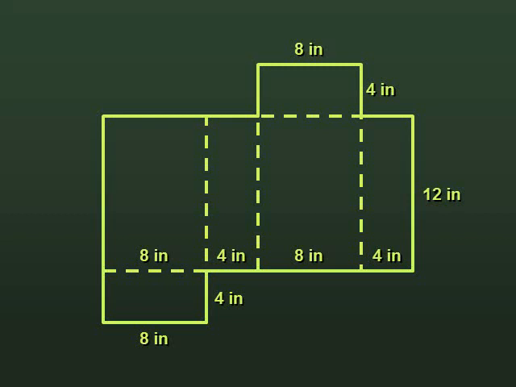So this picture is called a net, N-E-T, and it helps us if we can draw a net of the figures that we're trying to find. Sometimes it'll help us figure out what the area of the surface is. So if I look, I'm going all the way around 8 by 4 by 8 by 4. I'm finding the perimeter of one of the bases, okay, and it's going to be 24 inches.